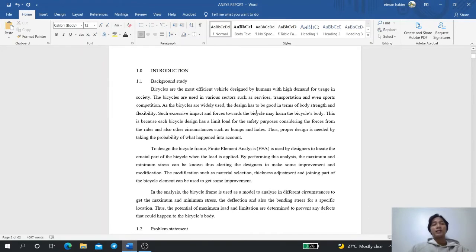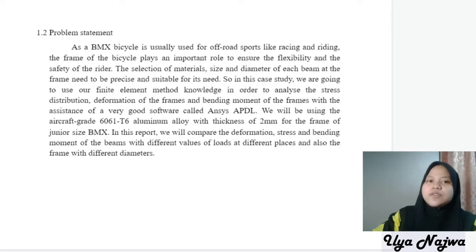In our analysis, the bicycle frame is used as a model to analyze different situations, meaning different forces at different locations, to get the maximum and minimum stress, and also the deflection and the bending stress at a specific location. A BMX bicycle is usually used for off-road sports like riding or doing stunts, so the frame needs to have good flexibility and also good strength for the safety of the rider.